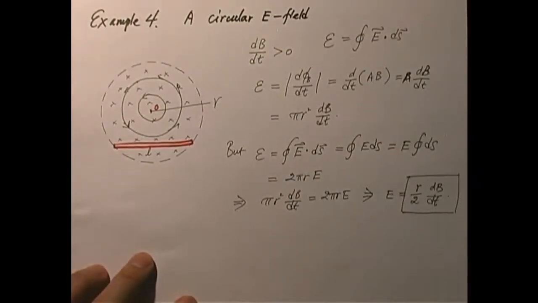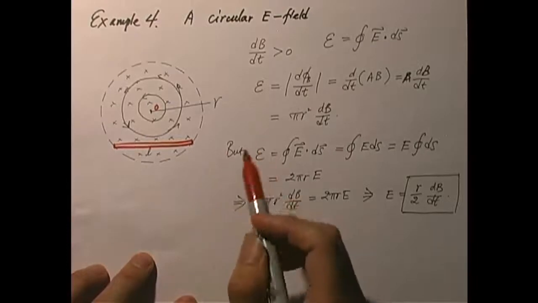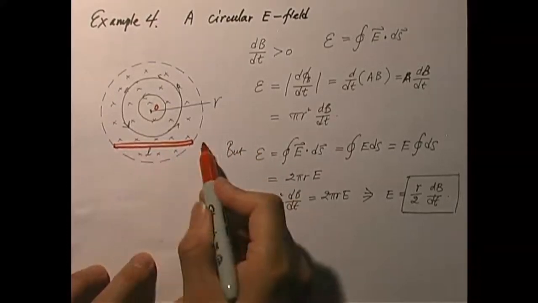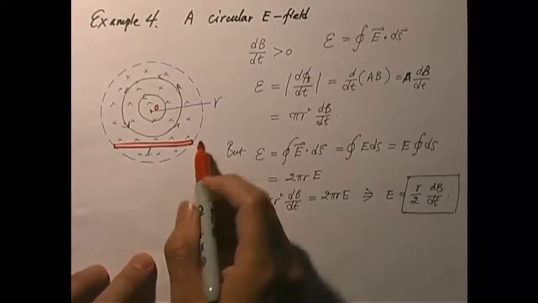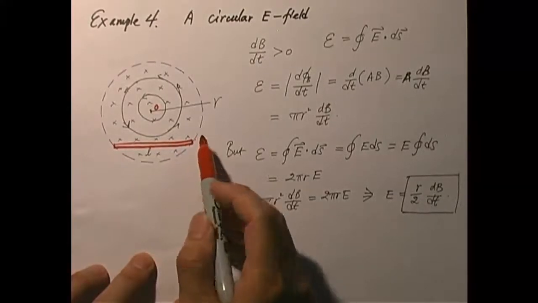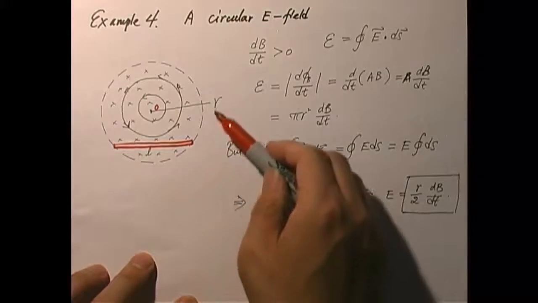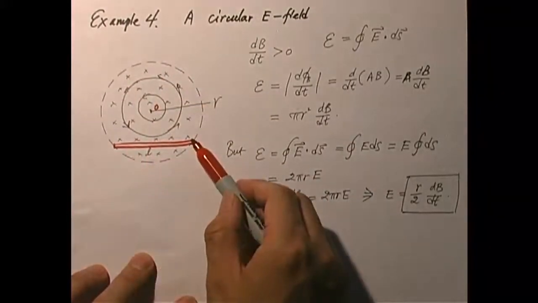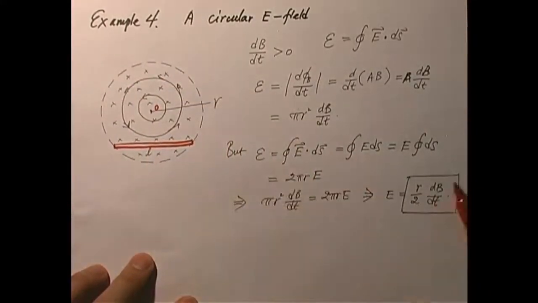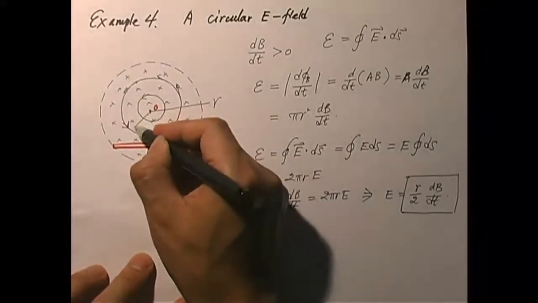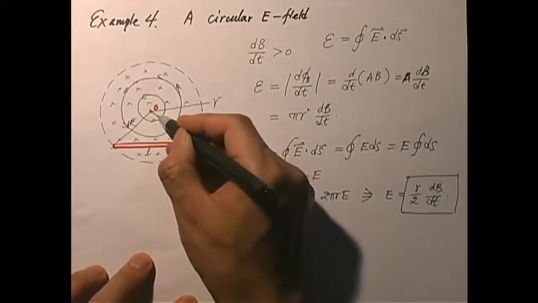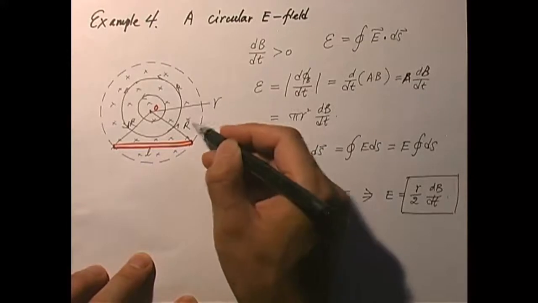Now, to make things more interesting, I'm going to add a metal bar of length L from here to there. Both of its ends touch a point on the edge of the outer perimeter, so one is here, one is there. It's got a length L. By the way, this is radius big R, this is radius big R, and this is also radius big R.